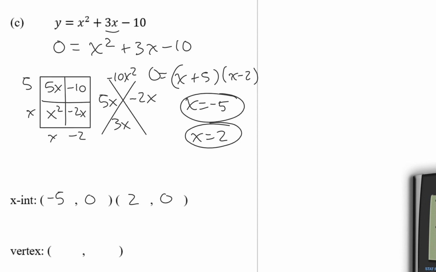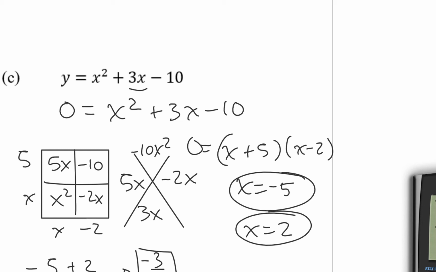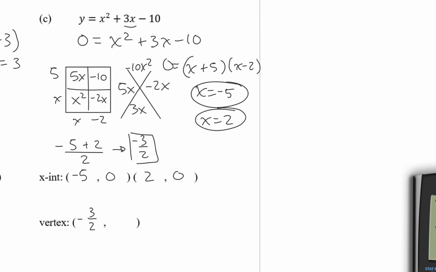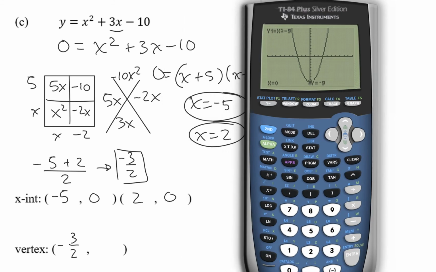And then finally, my vertex. If I add negative 5 and 2, and then divide by 2, I'm getting negative 3 halves. So my x value at my vertex is negative 3 halves. The question is, what's my y value going to be at that point? So I guess I'll just plug in the negative 3 halves up here. Actually, you know what? I'm going to use my calculator for this. Not that I'm a coward, but I am.